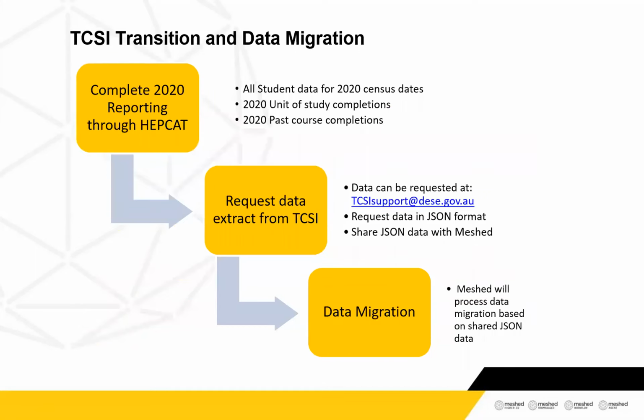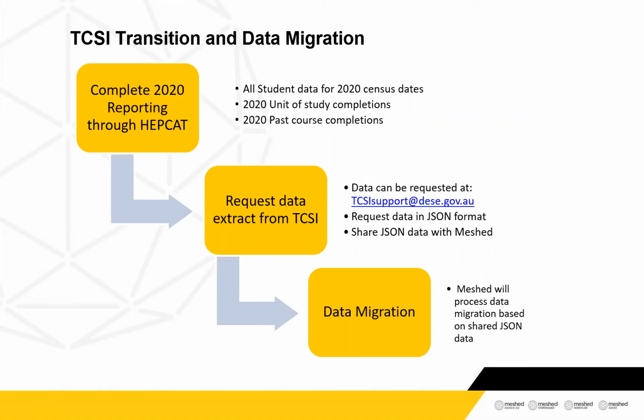Before you start, or to enable this feature on your Mesh platform, there are three basic steps that you will need to follow. First, you have to complete your 2020 reporting through HEPCAT. Once you complete that reporting, you will need to request all your reported data through HEPCAT from your TCSI team. The TCSI team will provide you this data in JSON format. Once you receive this data, you will need to provide it to the Mesh group.